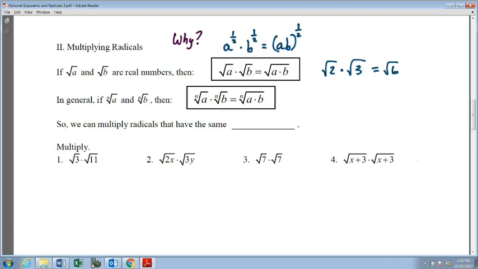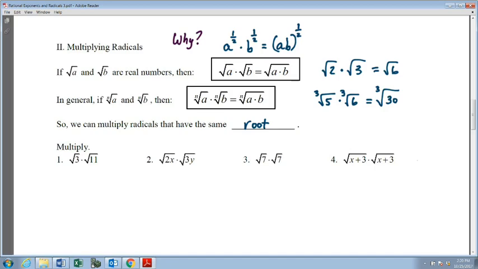Now in general it says if the nth root of a and the nth root of b, I forgot to say, are real numbers, then we have the nth root of a times the nth root of b equals the nth root of a times b. All that's saying is our root doesn't have to be a square root. It could be any root. And the proof would be similar to what I showed you up above. So for example, if you had the cube root of 5 times the cube root of 6, you just multiply your radicands, that 5 and 6, and you get the cube root of 30. So what we're really saying here is we can multiply radicals that have the same root or the same index.